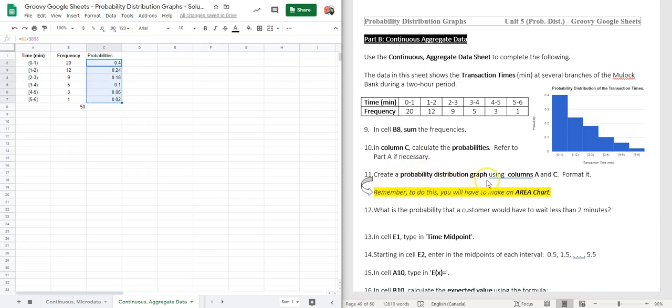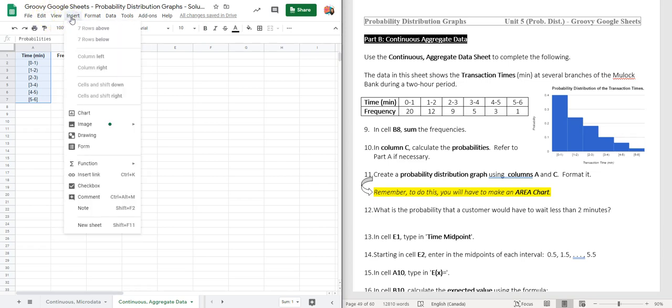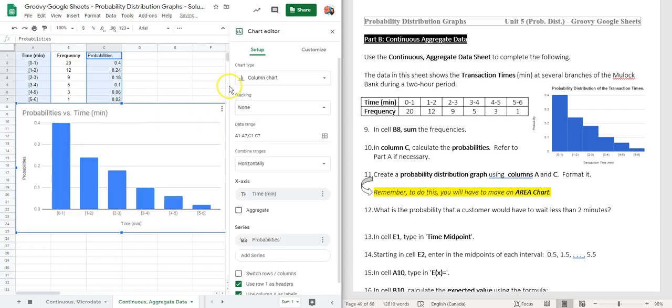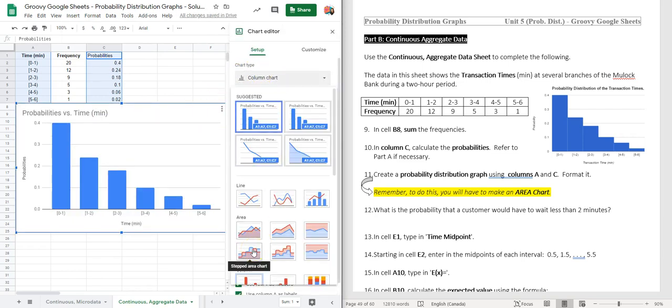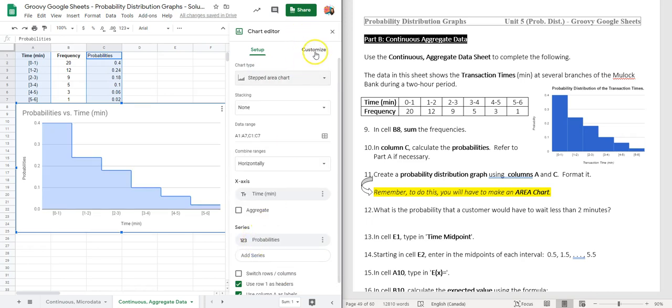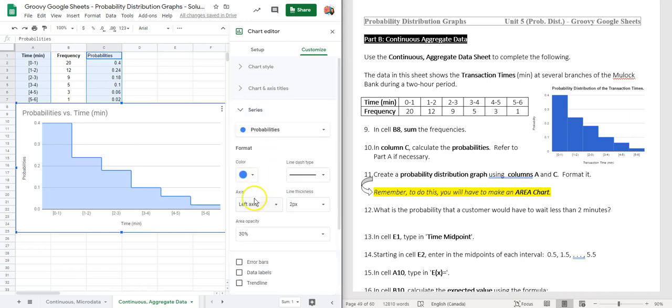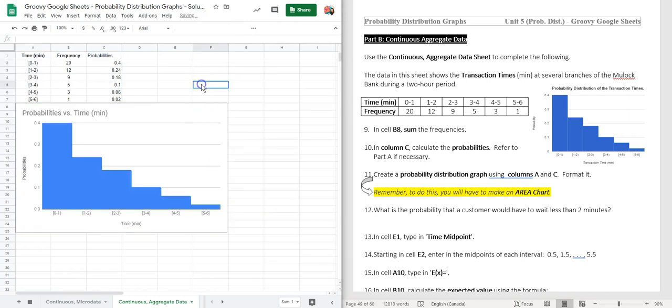And now we're going to create a probability distribution graph using columns A and C. So we don't want the frequency, we just want the time and the probabilities. And remember that that is an area chart. So you're going to highlight column A, lift your finger off the mouse, hit the control button or the command button on a Mac, and then highlight column C, and then insert chart, and we're going to change that to a stepped area chart. And under customize series, we'll just make that look darker.